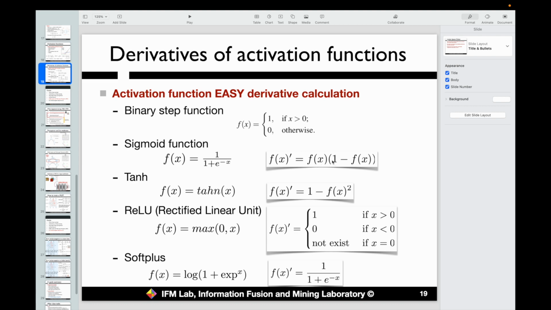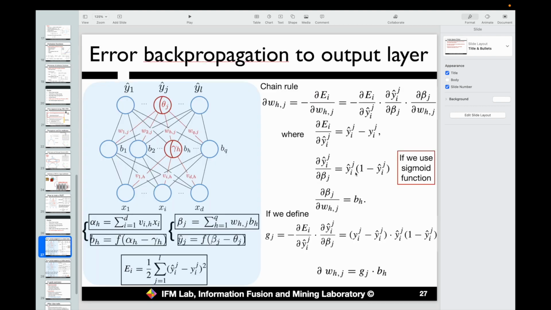Equals fx times 1 minus fx, right? So therefore, the partial derivative of y with respect to beta equals what? It equals fx times 1 minus fx, right? Here fx equals what? It equals y hat, right? You can follow me, right? So this is a good property we can use for the activation function in learning.